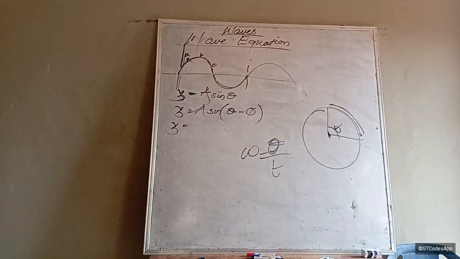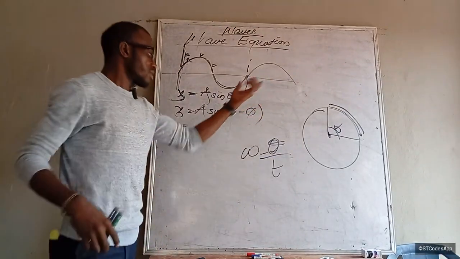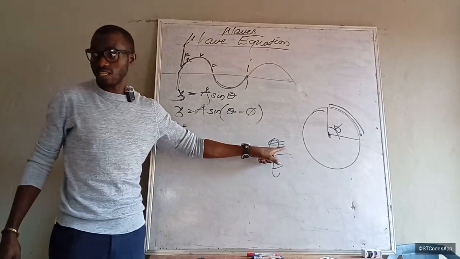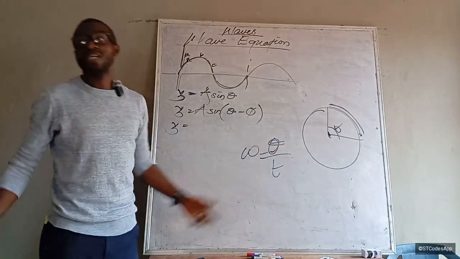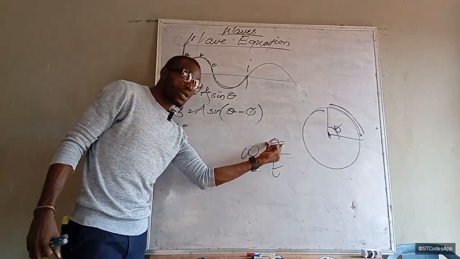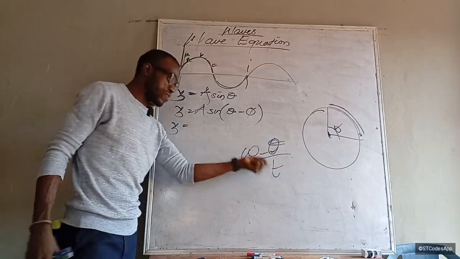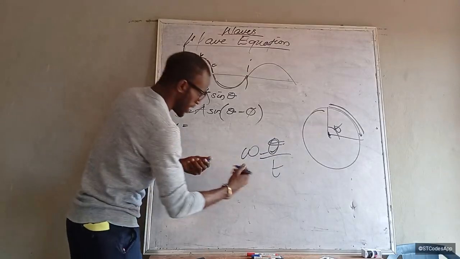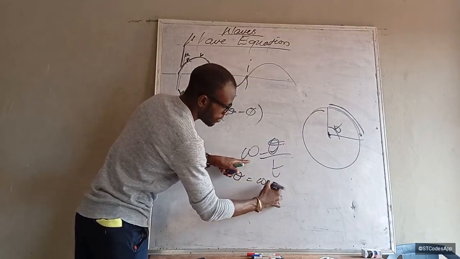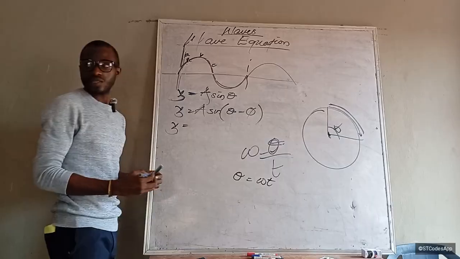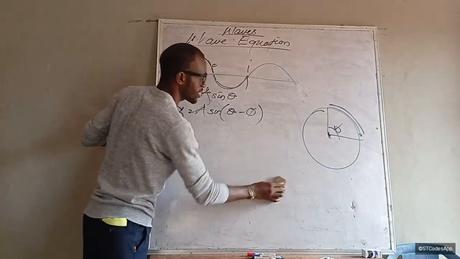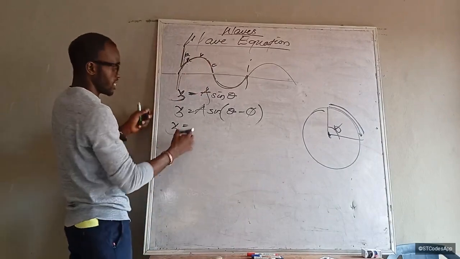Now, we said that if velocity is changing displacement over time, then angular velocity will what? Angular displacement over time. Good. So from here, angular displacement is what? Angular velocity times time. Does this make sense? Yes, sir. So if this makes sense, then we can introduce it into the equation.